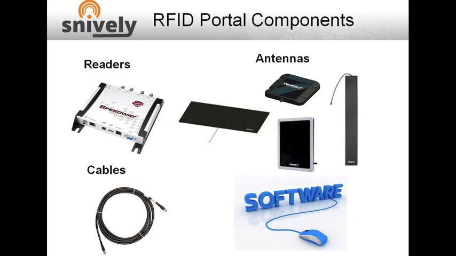So what makes up an RFID portal? First, you have the RFID reader. Then you have the RFID antennas that are mounted in a manner that is meant to activate and read the RFID tags that are passing by. Antennas come in many sizes, strengths, and types. Each antenna is connected to the reader by a coax cable.